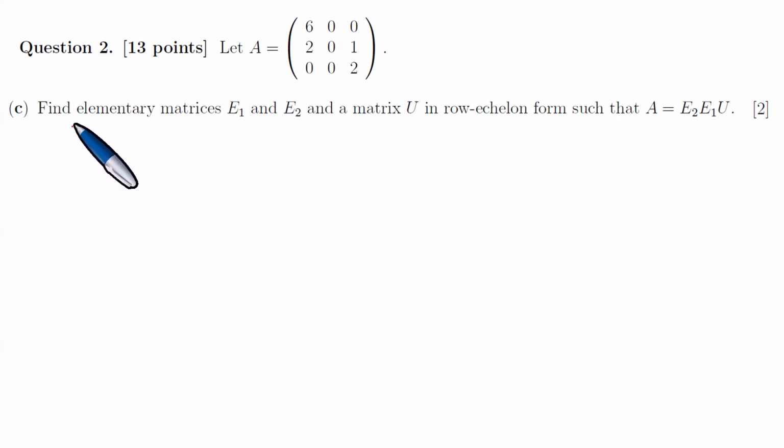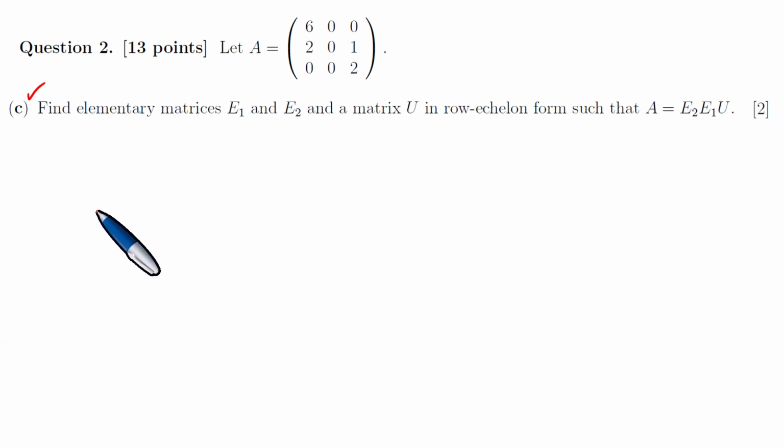So the examiner goes on to then say, in part C, find elementary matrices E1 and E2 and a matrix U in row echelon form such that A is equal to this. Right, so let us analyze this question together and make sure we are very happy with it.